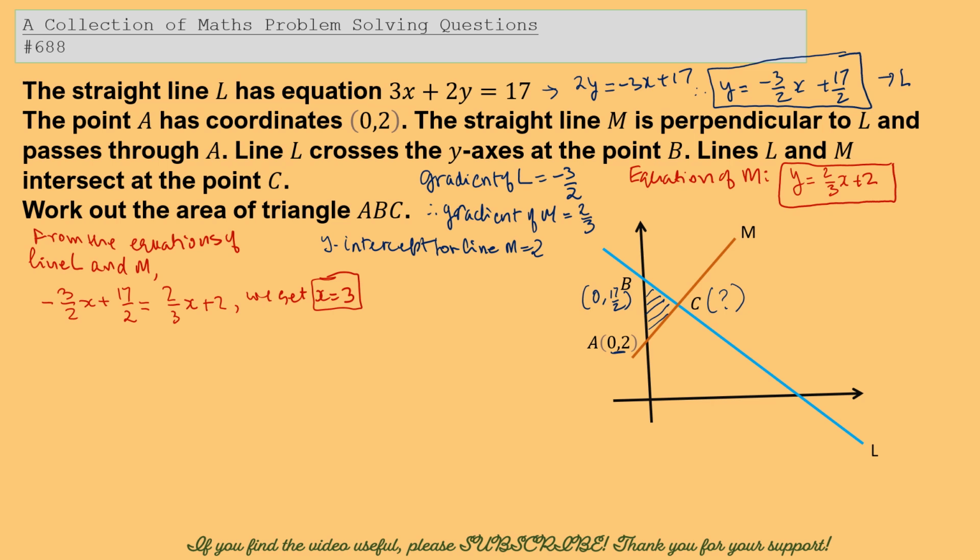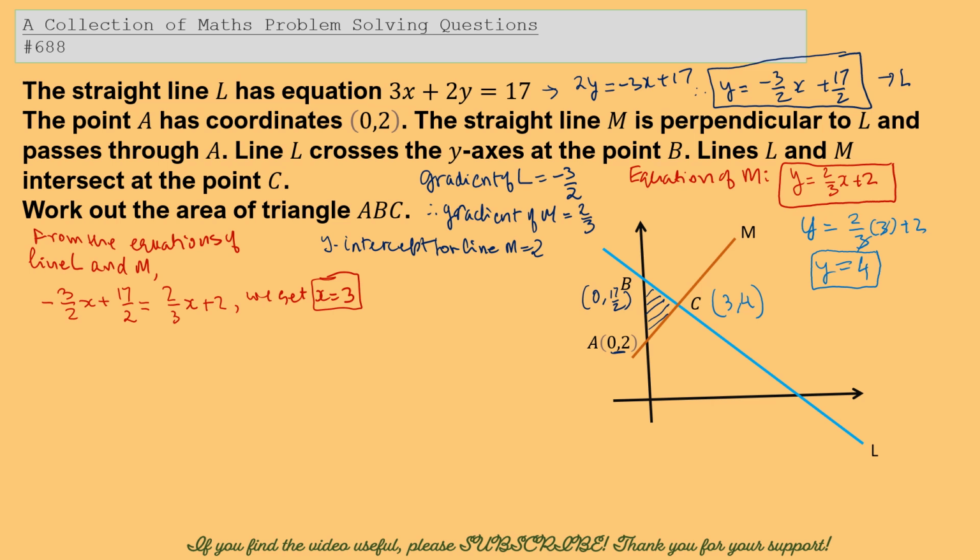When x equals 3, we can substitute it into either of the equations of L and M to get y, because both of them pass through the point C. So y equals 2 out of 3 times 3 plus 2, that is 4. So y equals 4. Therefore the coordinates of C are 3 and 4. Now we have the coordinates of the points A, B and C.